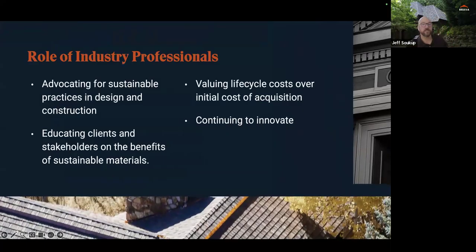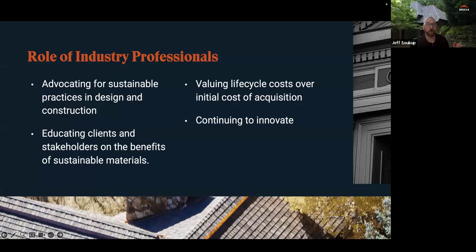So your role in this: advocating for sustainable practices, making sure that this is in your design, making sure that you are demanding of your manufacturers that they are manufacturing efficient, sustainable materials, and educating your clients. This is why we want to use sustainable materials. This is why it's important. These are the features and benefits that you get from using sustainable materials.